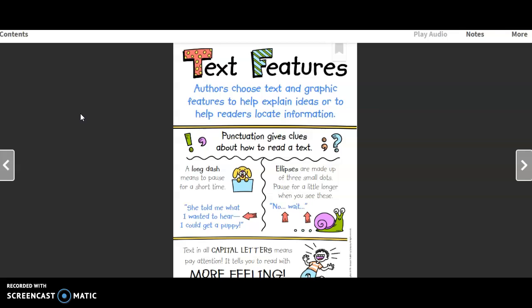Okay, for our mini lesson today, before we reread parts of our story, I Am Helen Keller, we are going to talk about text features and what that means. And we are going to look for those when we reread the story. So text features. Authors choose text and graphic features to help explain ideas or to help readers locate information. So it makes things stand out, easier to find, and it also helps them to get their point across.